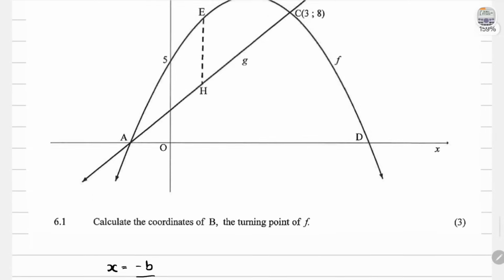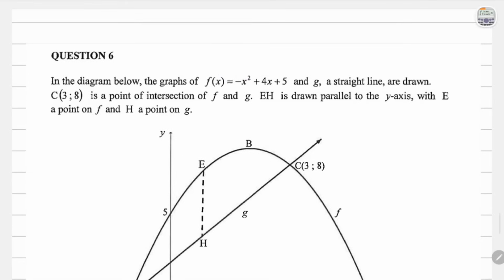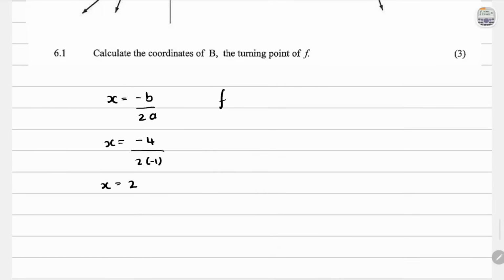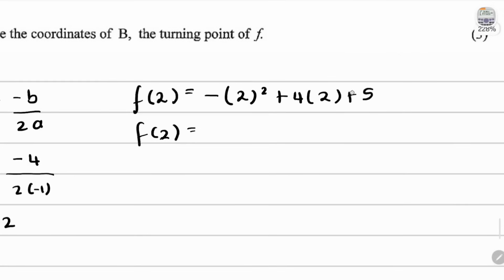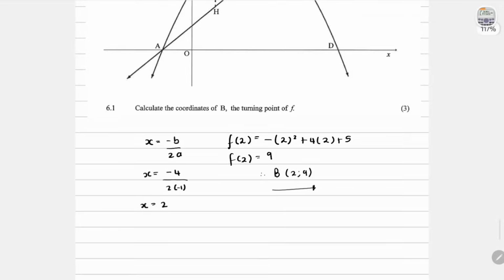Okay, so we have the x value, and now we can find the y value by simply substituting that x value into the equation. So f of 2 is equal to -(2) squared plus 4 times 2 plus 5. And therefore f of 2 is going to be equal to, these two together give you 8 and 5, that's 13, minus 4, 13 minus 4 is 9. So that is our answer over there. So B is (2, 9). And that is the answer to that question.